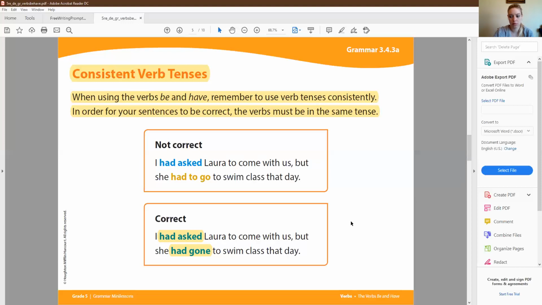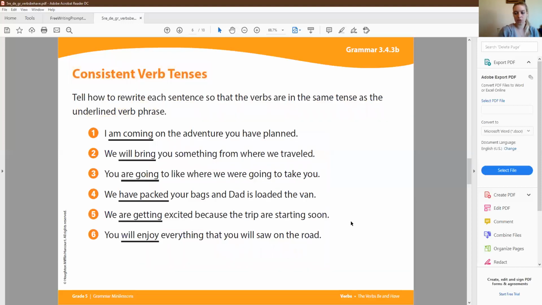All right, so here are some examples. It says, tell how to rewrite each sentence so that the verbs are in the same tense as the underlined verb phrase, okay? So we're going to be looking at these underlined verb phrases and we need to make sure the other verb in the sentence is of the same tense. So first we're going to figure out what tense these verbs are in, and then we're going to change the other.